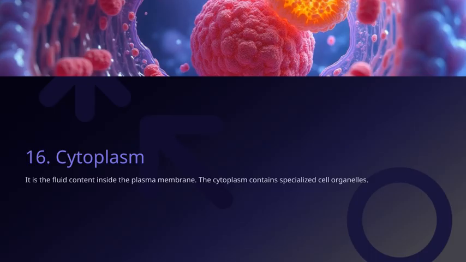It's not just empty space, it's a dynamic environment that supports the cell's activities. Within the cytoplasm, you'll find various specialized cell organelles, each with its own unique function. These organelles work together to keep the cell alive and functioning properly. Understanding the cytoplasm helps us see how the cell maintains its structure, transports materials, and carries out vital processes, all crucial for the overall health and function of the organism.